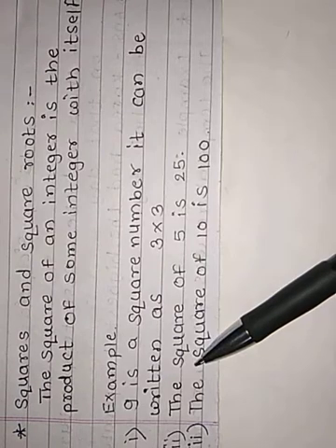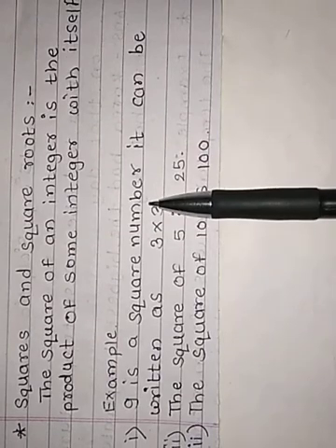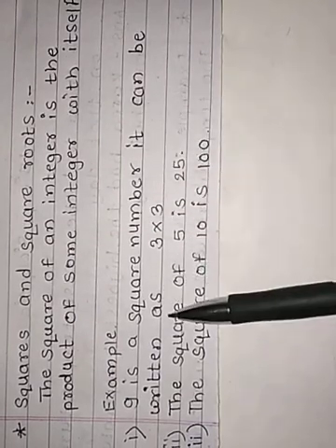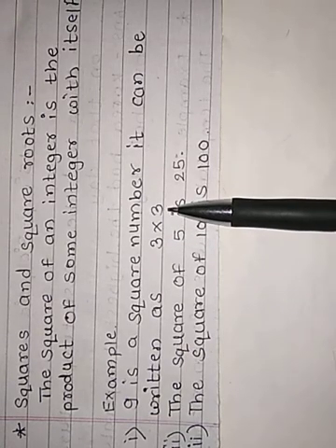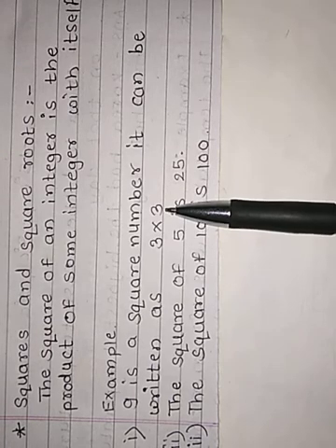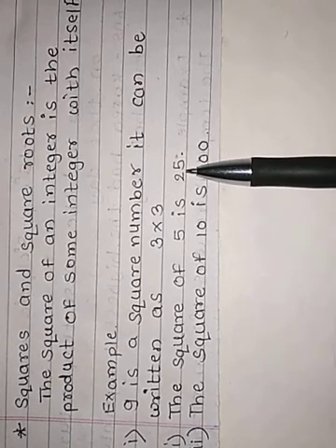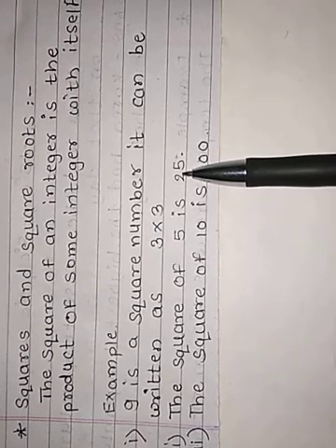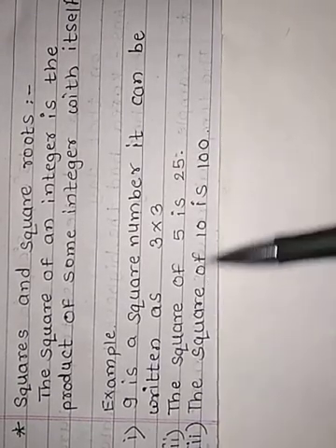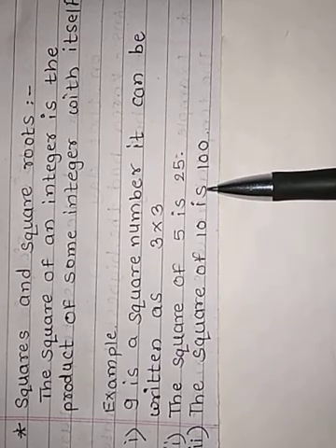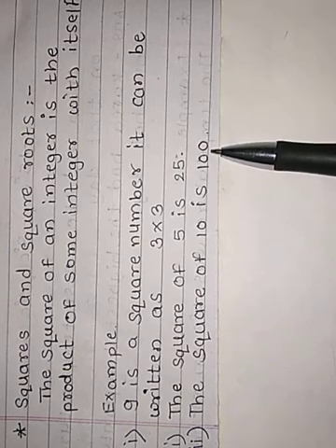See here, example. 9 is a square number, so it can be written as 3 into 3, that is 3 threes are 9. Similarly, the square of 5 is 5 into 5, which is equal to 25. And third one, the square of 10 is written as 10 into 10, which is equal to 100. Right?